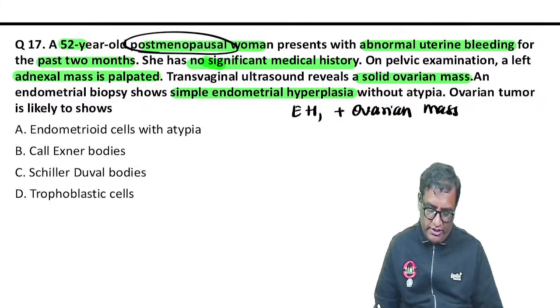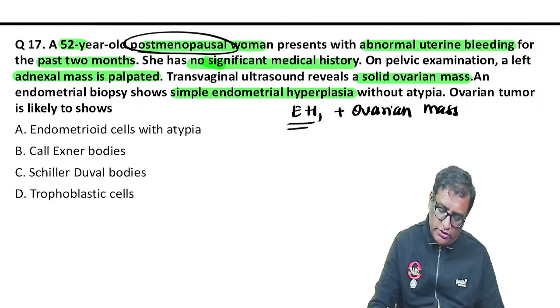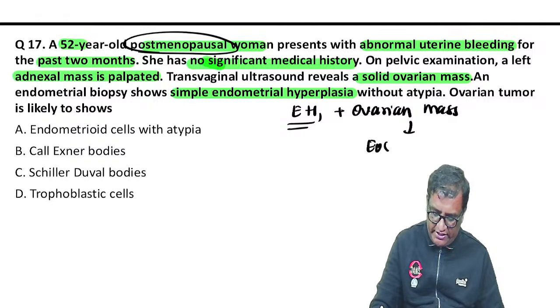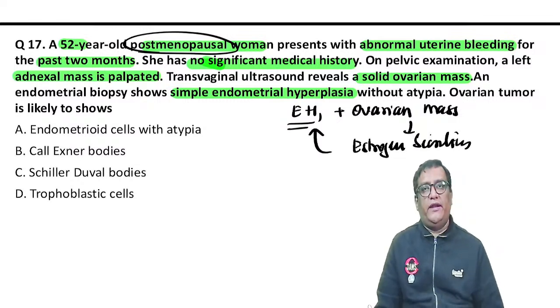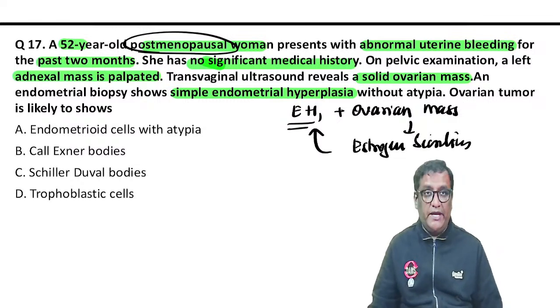So tell me now, what is it? Because it is postmenopausal and endometrial hyperplasia, this ovarian mass should be estrogen secreting then. Why am I suspecting estrogen secreting? Then only it will end up causing endometrial hyperplasia. Otherwise, I'll not be able to explain endometrial hyperplasia here, isn't it? This probably is estrogen secreting.